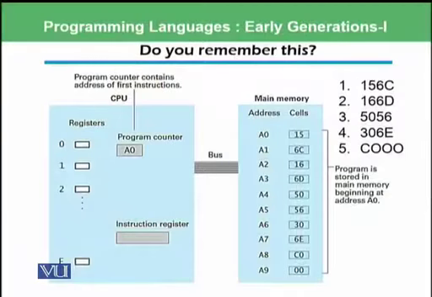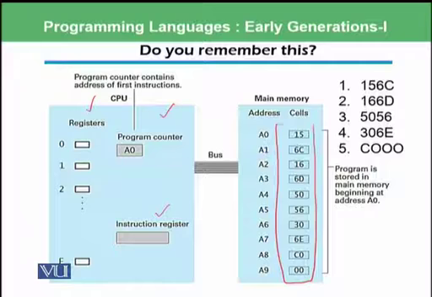Do you remember this from one of the previous modules, where we have such a system? We have a CPU that has registers, a program counter, and instruction registers, and all of the instructions are loaded in the RAM. So this is a program, and that program is then loaded into the CPU at appropriate places.